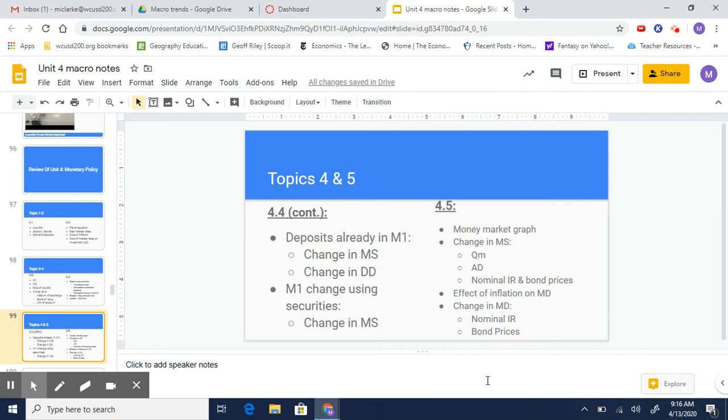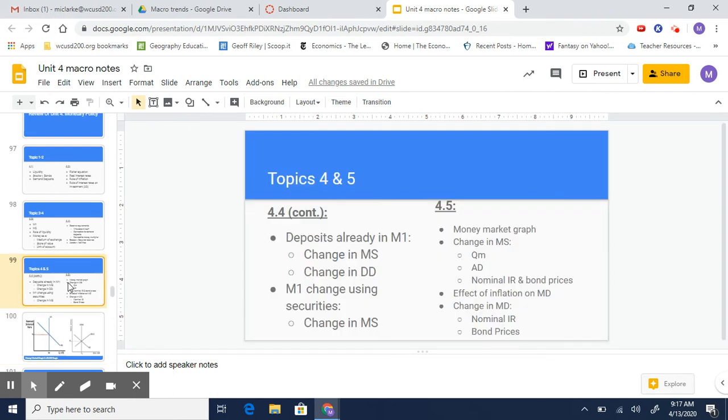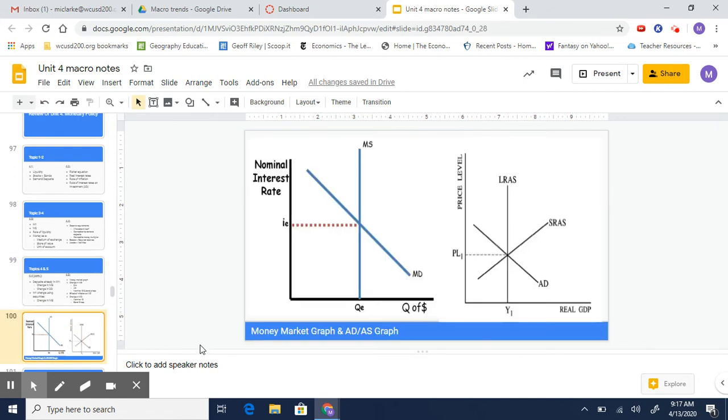All right, 4-5 deals with this graph here on the left. And some of the things that you have to know here is you have to know when there's a change in the money supply, when the Fed buys bonds or sells bonds, what's the impact on the quantity of money, on aggregate demand, on nominal interest rates and bond prices. And then when there's price changes in the economy, what does that affect on people's demand for money?